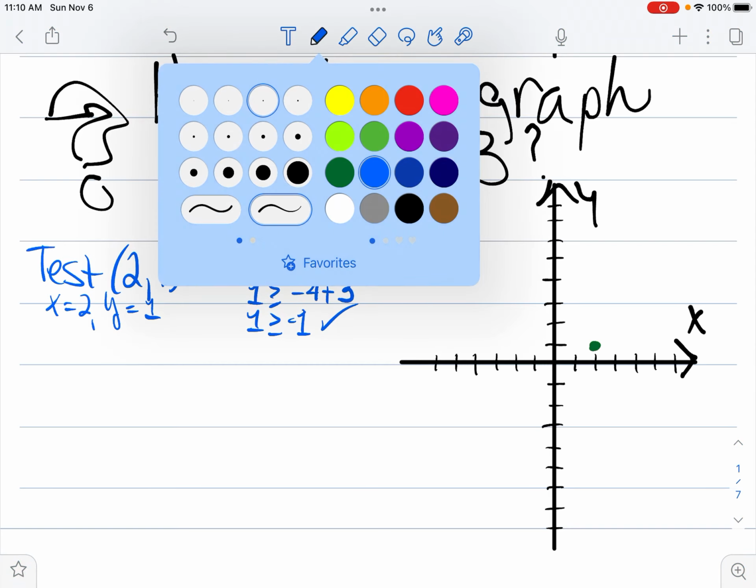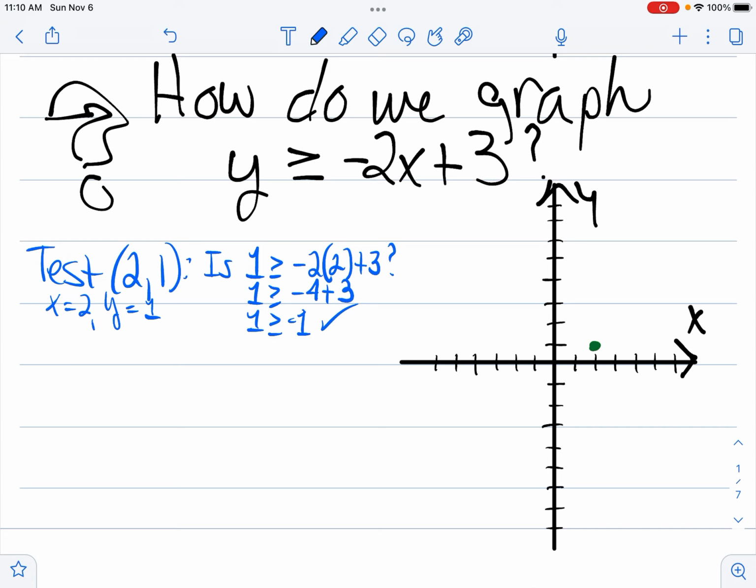Okay? And now let's pick another ordered pair. Let's pick, how about -2, 3? Okay? So let's test -2, 3. And we'll do the same work again. So we're going to do 3 greater than or equal to -2 times -2 plus 3. And we have 3 then greater than or equal to 4 plus 3. That means we have 3 greater than or equal to 7. And I might have said less than or equal to in the last step. I apologize for that. But definitely 3 is not greater than or equal to 7. So this ordered pair is not a solution.